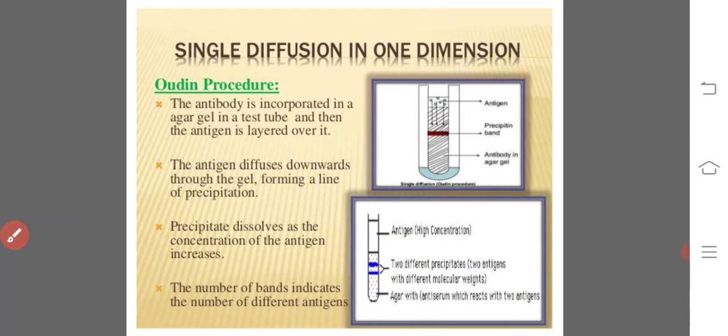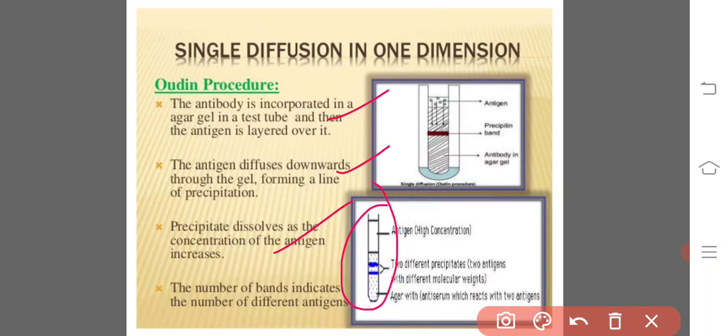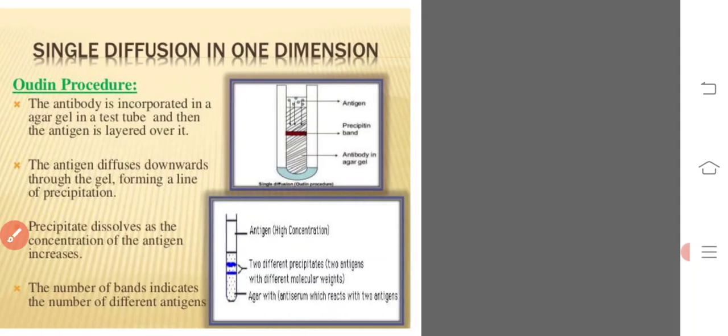So here there is a single diffusion in one dimension. The antibody is incorporated in an agar gel in a test tube, and then the antigen is layered over it. The antigen diffuses downwards through the gel, forming a line of precipitation. Precipitate will dissolve as the concentration of the antigen increases. The number of bands indicates the number of different antigens. This is the single diffusion in one dimension.